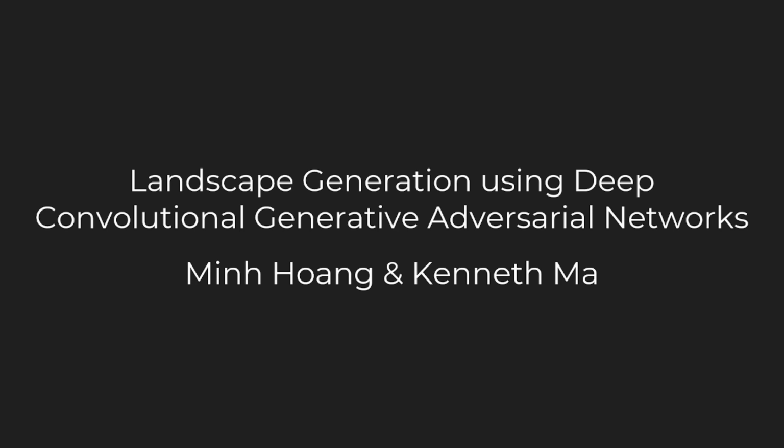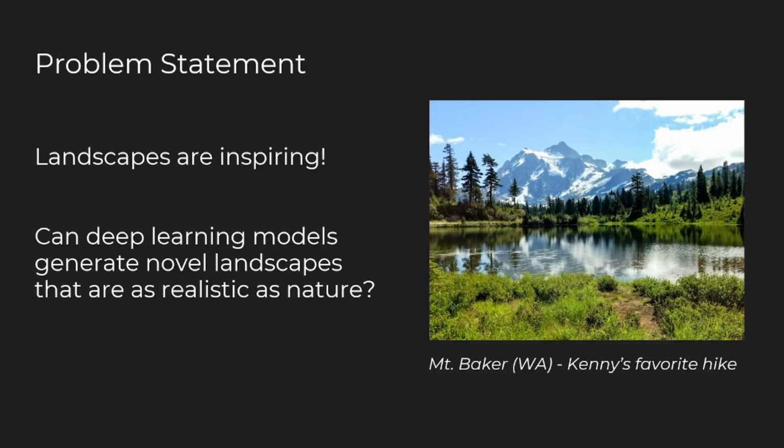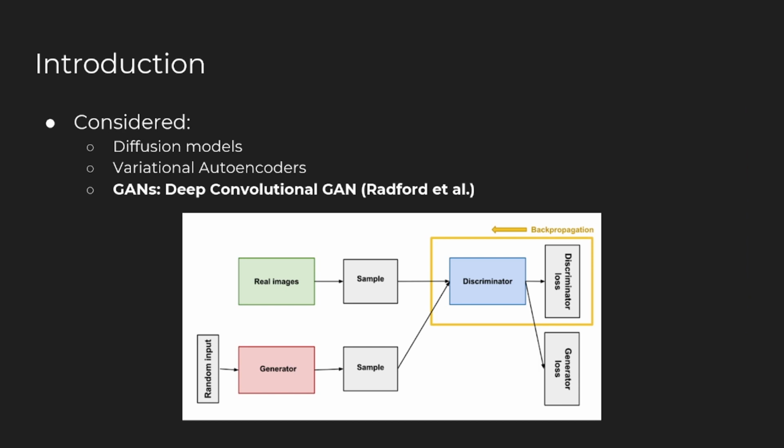I think landscapes can be inspiring, with the way trees meet water and how mountains look against the sky. We wanted to see whether deep learning models could generate novel and realistic looking landscapes. We considered several types of models, but after the GAN lectures, we became interested in training models against each other, so we decided to focus on the DCGAN by Radford et al.